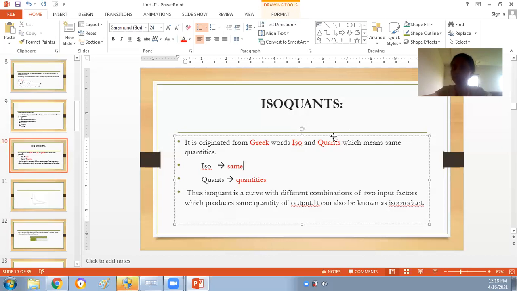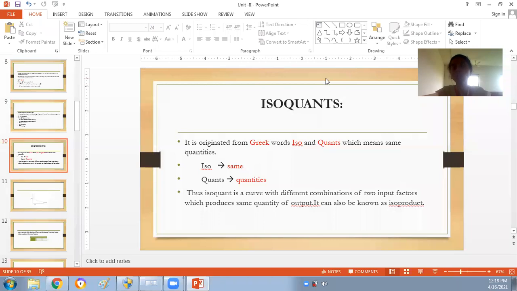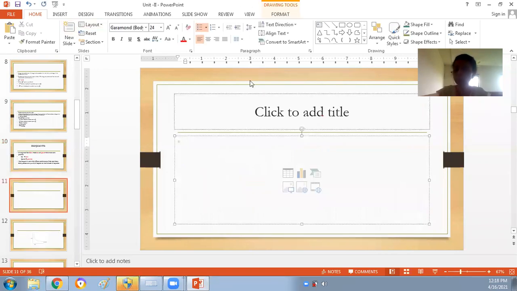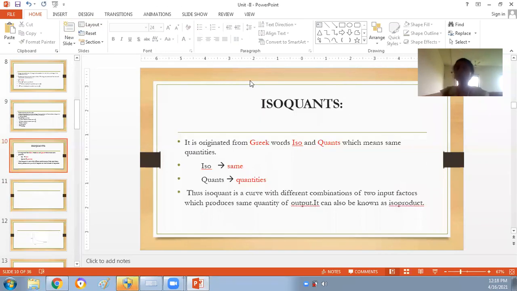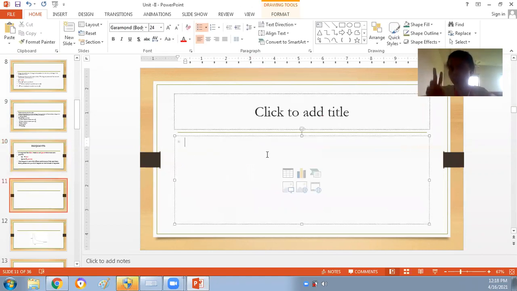Same quantities. Guys, sometimes what happens? For example, let us consider that you are doing a construction business. You want to have the same quantity of output. How can we produce the same quantity of output? For example, let us consider we have more capital. In such a case, by using less labor also we can produce. We have two systems: capital intensive and labor intensive.